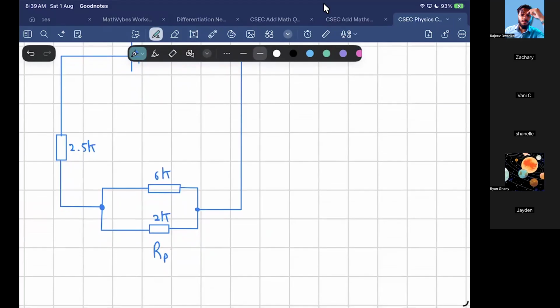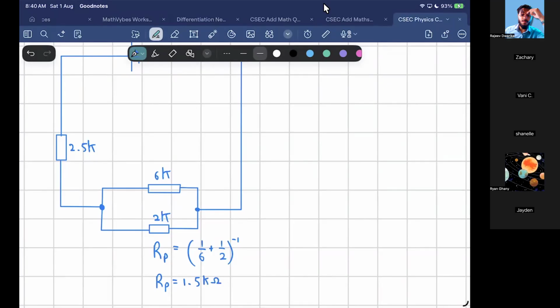One over 6 plus 1 over 2, to the power negative 1. Let me know what you get for that. Chanel, do you have a Sharp or a Casio? Casio, sir. 1.5. Let's go. What did you get? 1.5. And now we have 1.5 over what? Kilo ohms. Exactly.